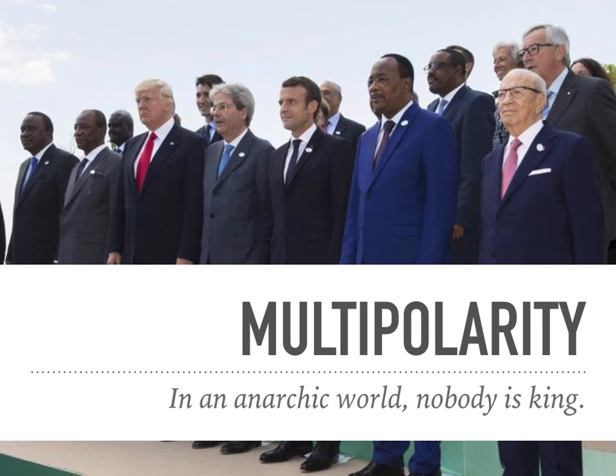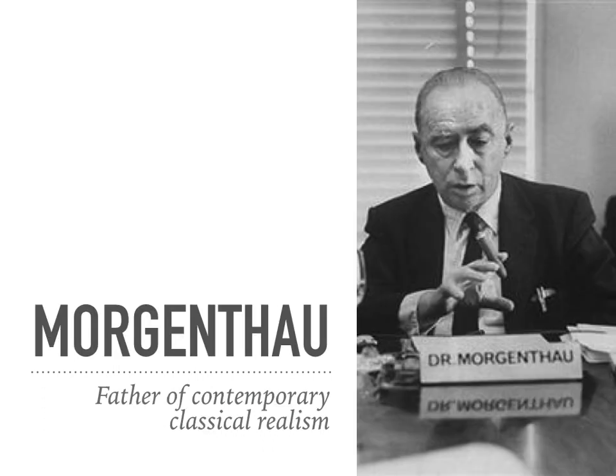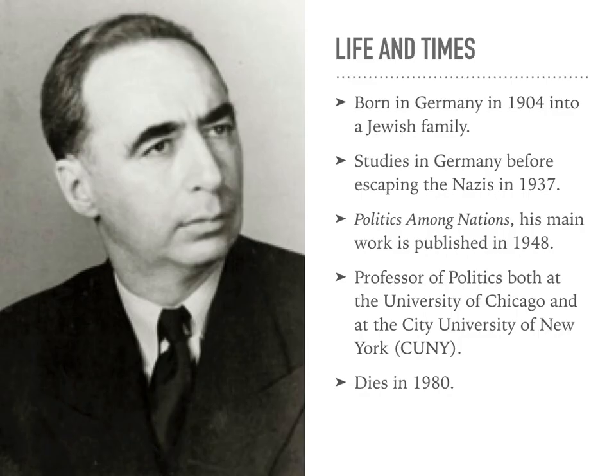Now, the father of classical realism is a man named Hans Morgenthau. And we're going to look into the text here in particular on Morgenthau. Morgenthau was born in Germany in the early 1900s. He studies in Germany before escaping the Nazis in the late 1930s. His real major work, Politics Among Nations, is published in 1948. That should give you a sense of what he's trying to avoid, what he is reacting to in his book, Politics Among Nations. He becomes a professor of politics at the University of Chicago and in New York at CUNY, and finally he dies in 1980.